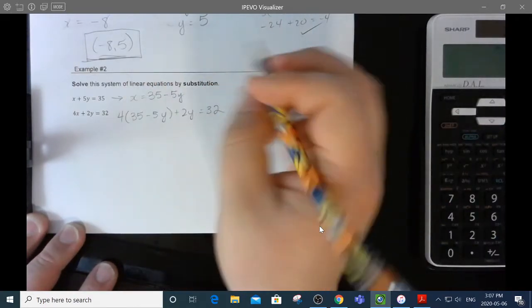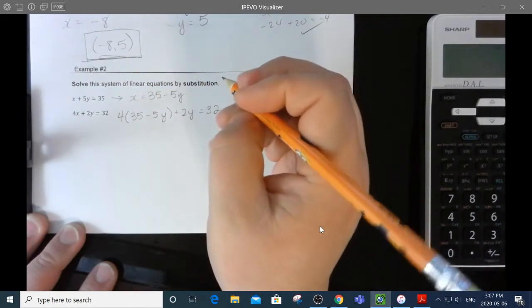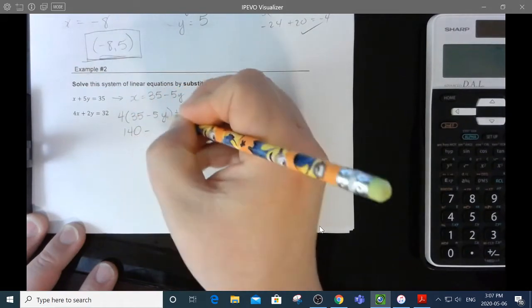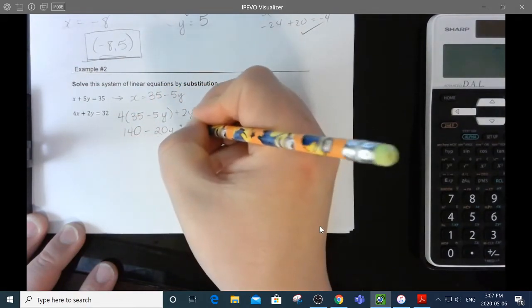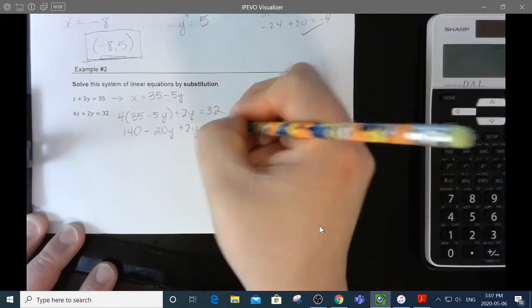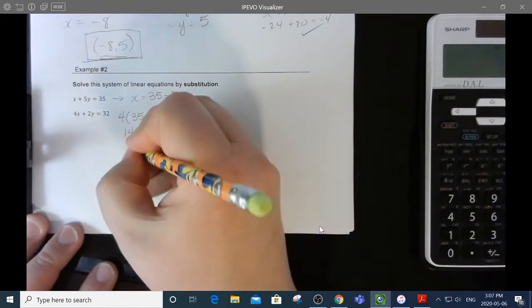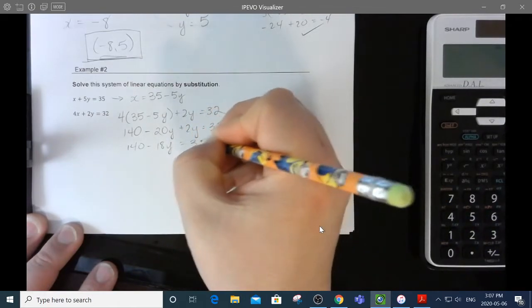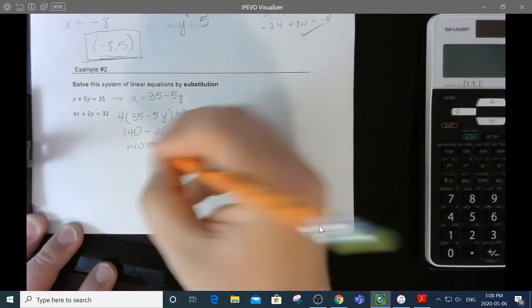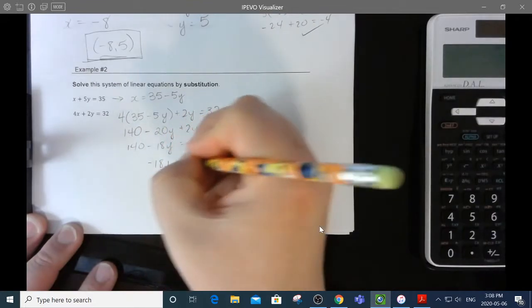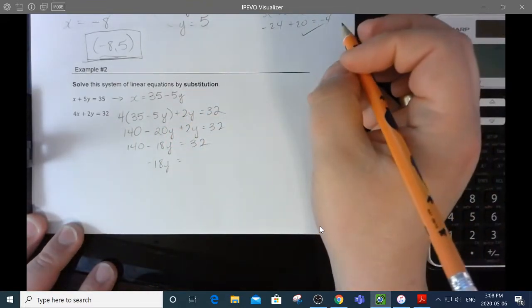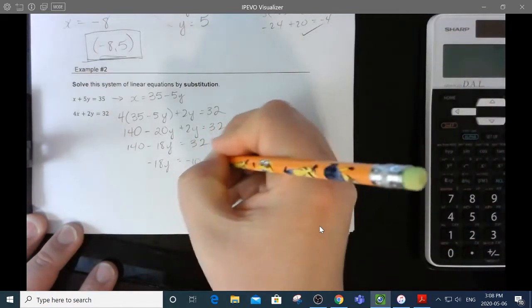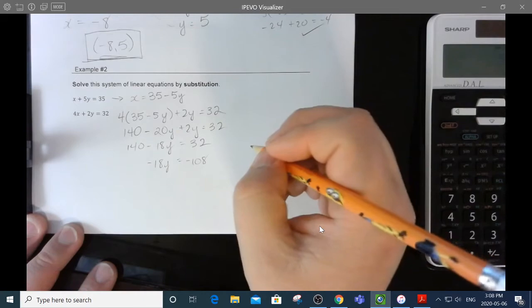And let's see, that's going to be 4 35s. That's 120 plus another 20, so that's 140. And minus 20y plus 2y equals 32. So let's see, I'll collect the like terms. 140 minus 18y is equal to 32. And 32 minus 140, let me think about that for a second. Is that negative 108? I think it is.